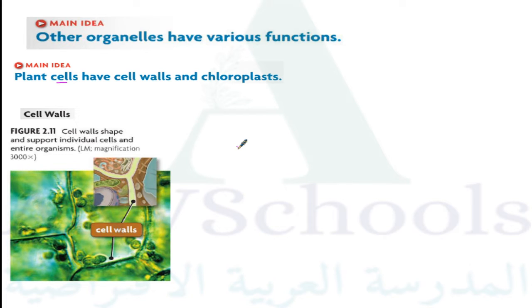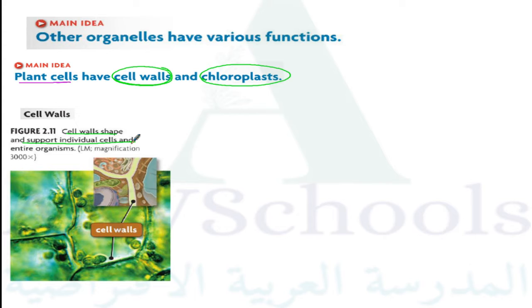Welcome. In this video, we will be looking at plant cells and their uniqueness. Plant cells are unique because they have what we call a cell wall and chloroplasts. These two are not found in animal cells. The cell wall's main function is to give shape and support to individual cells in a plant.